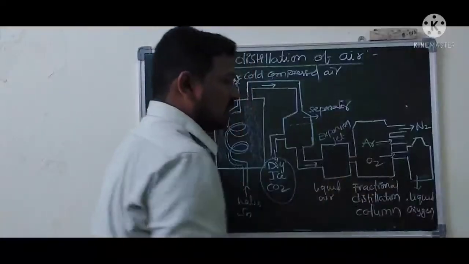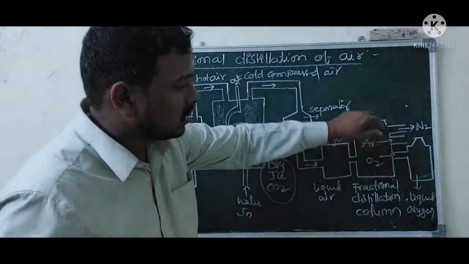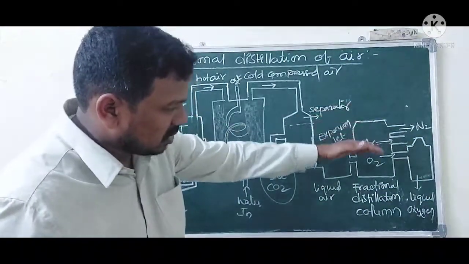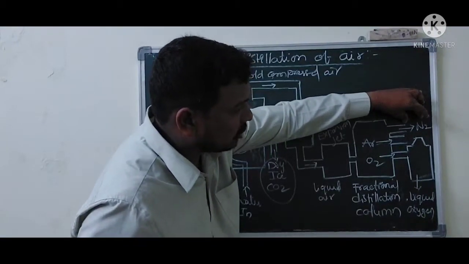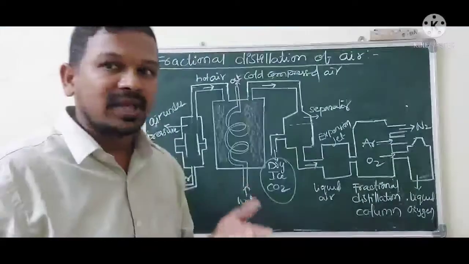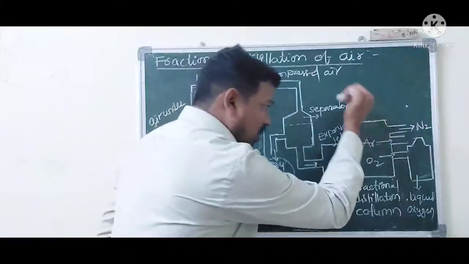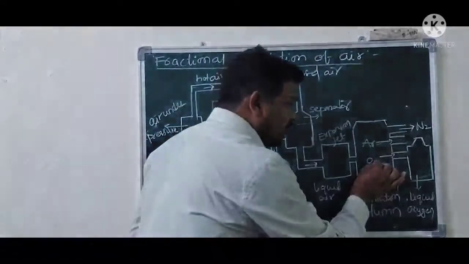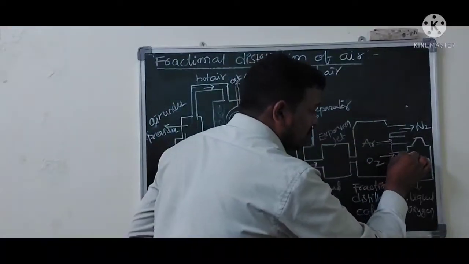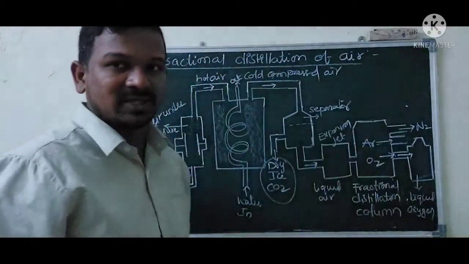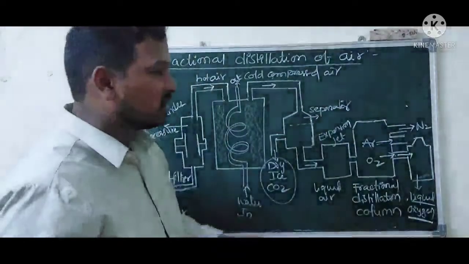In this fractional distillation column, what will happen? Nitrogen will have the low boiling point, argon followed by that, later oxygen. Means the gas nitrogen will have the low boiling point. That's why it will be evaporated at the top, followed by the argon. Later liquefied oxygen, or liquid oxygen. We can get this liquid oxygen into another chamber or flask or a jar, that is nothing but liquid oxygen.